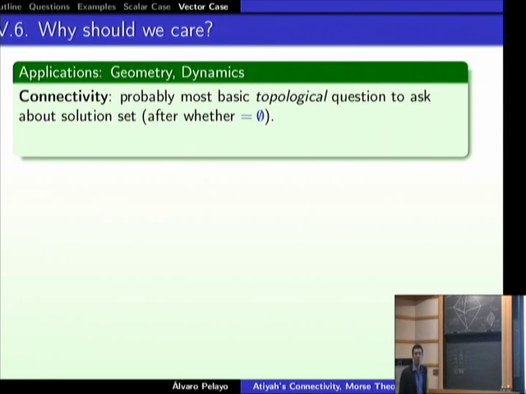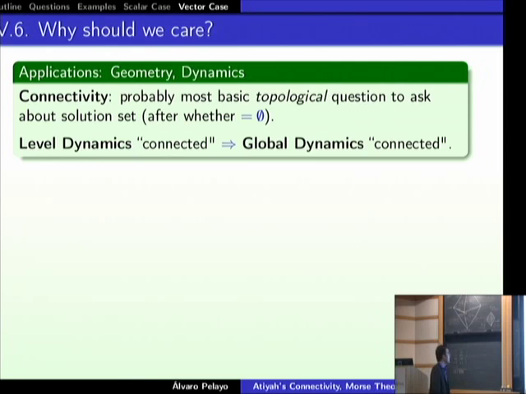And why should we care about fibers? Well, at the beginning, I told you that finding the fibers of one of these maps is the same as solving a system of equations. So that's the first motivation. Second, connectivity is probably the most elementary question you can ask about the solution set of a system of equations, after you know if it has some solution, for example. So is this set connected? That's probably the most basic question.